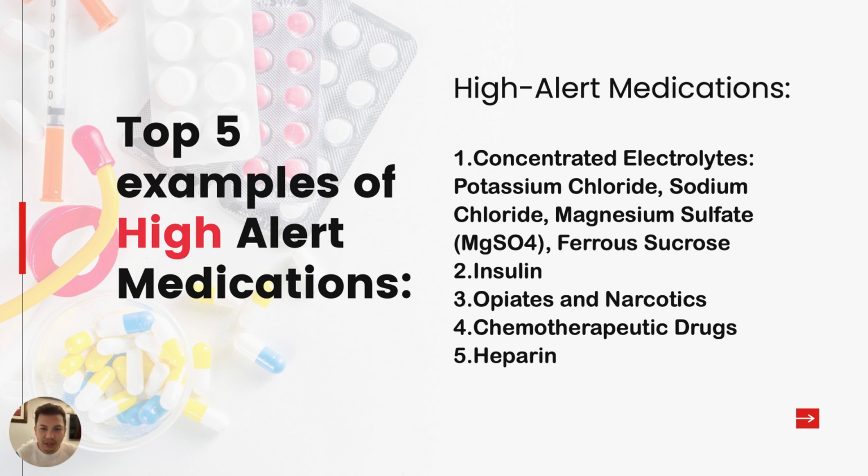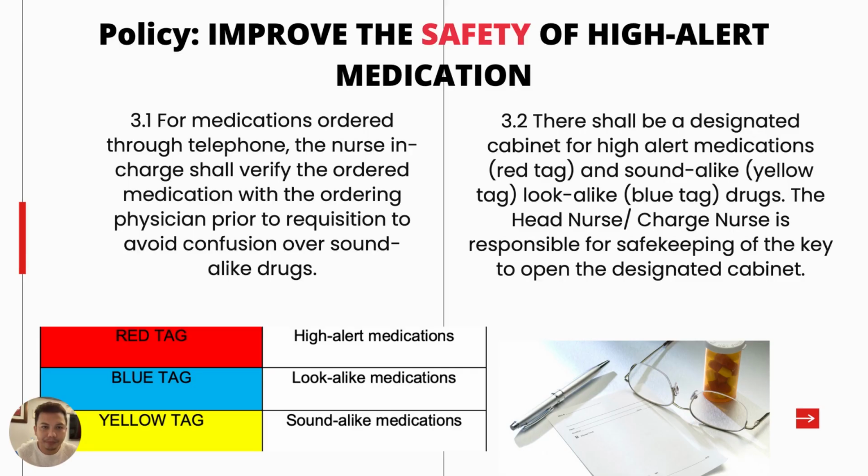Number 2 is insulin: severe hypoglycemia, and that is fatal. Opiates and narcotics: oversedation, respiratory depression, confusion, lethargy, nausea, vomiting, and constipation. For the chemotherapeutic drugs, this can cause hypersensitivity reactions and life-threatening toxicities. And for heparin, when used in error, it can lead to bleeding.